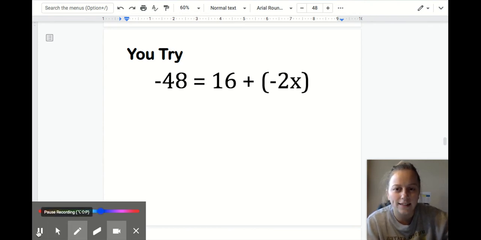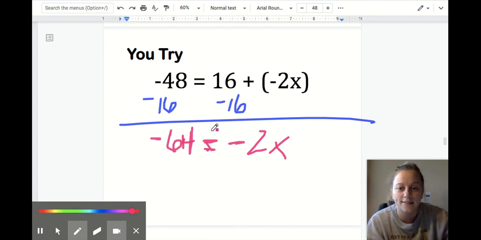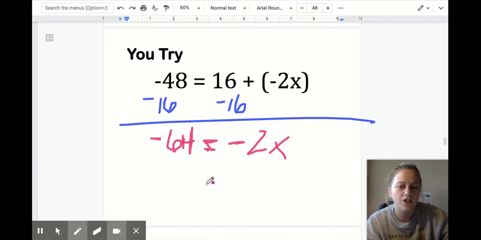All right, here's the correct answer for this one. The first thing I did here was subtract 16 on both sides. My new equation is -64 equals -2x. How'd you do on that? Did you get this far? Did you show -16 on both sides?